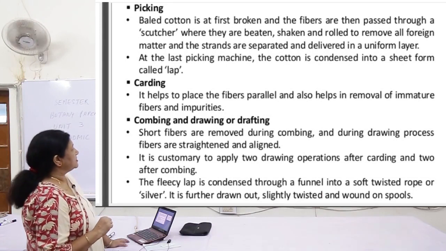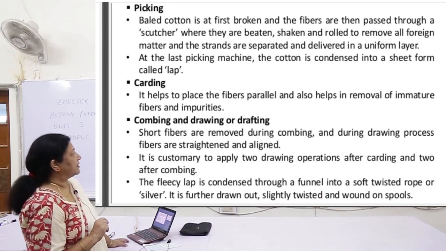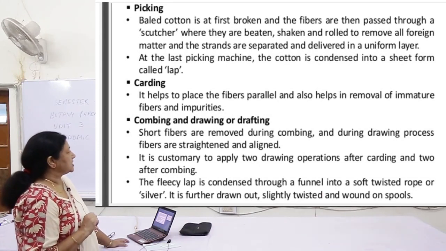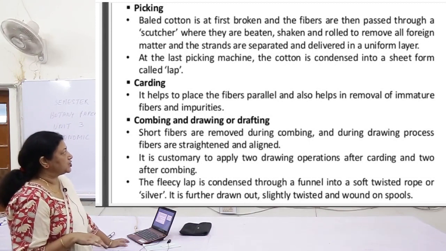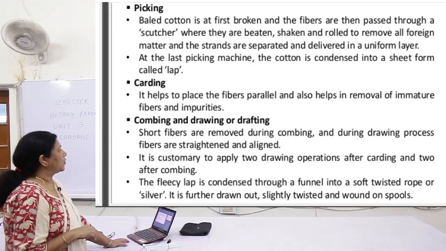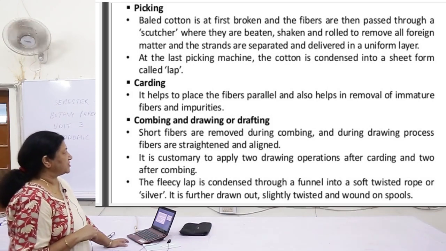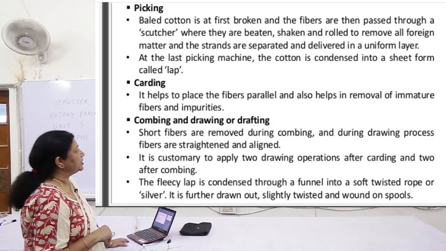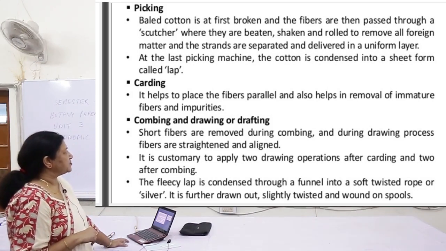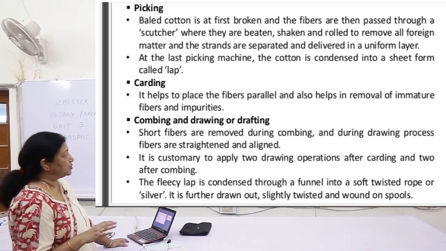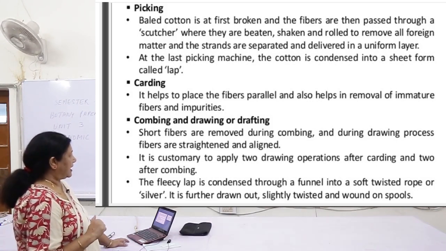Now picking, this is important. Baled cotton is first broken and the fibers are then passed through a scutcher where they are beaten, shaken and rolled to remove all the foreign matter. The strands are then separated and delivered in a uniform layer. At the last picking machine, cotton is condensed into a sheet form called the lap.